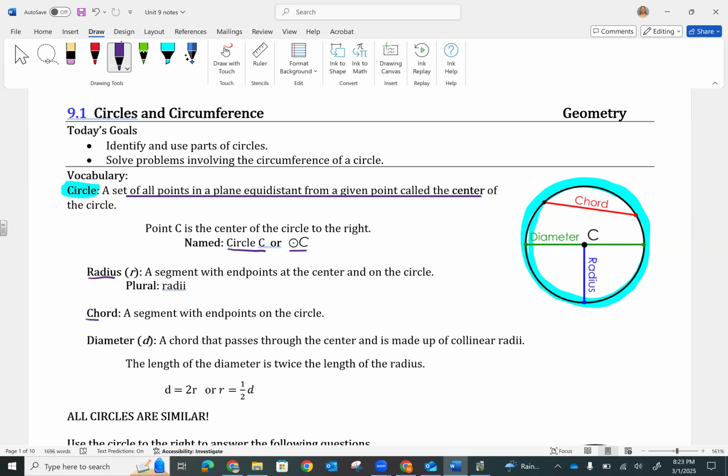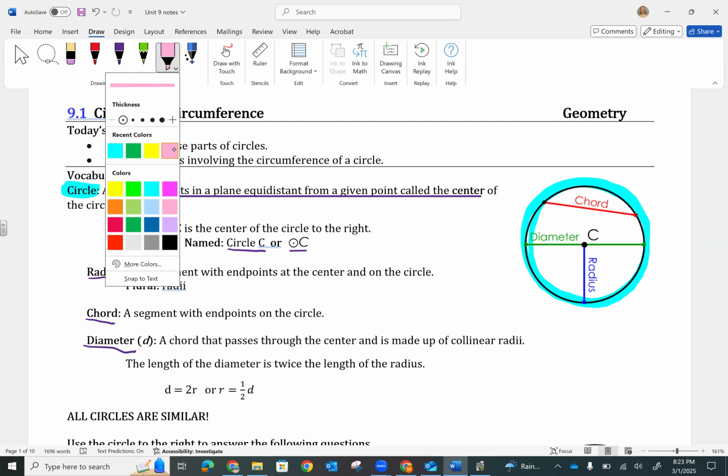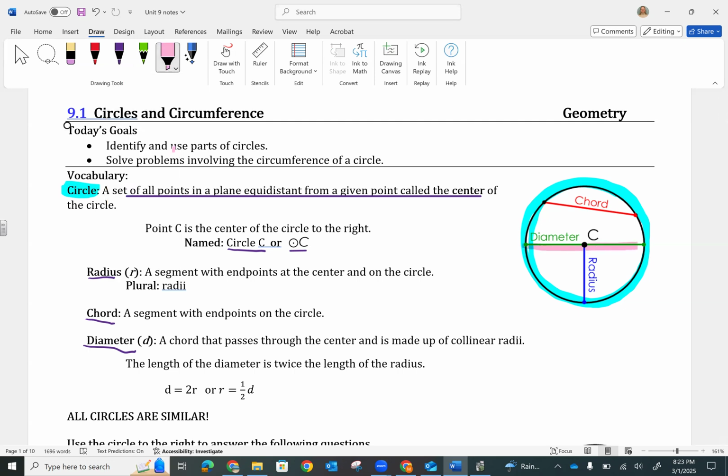And then a chord would be if you connect any two points on a circle; it may or may not go through the center. And then the diameter is the longest chord of a circle, and it passes through the center. So the diameter is all the way across the circle through the center, the longest chord you can draw. There are infinitely many diameters you can draw on any circle, because you can face them up and down or slanted, but they just have to go through the center.